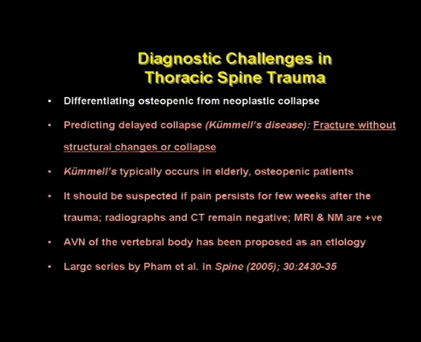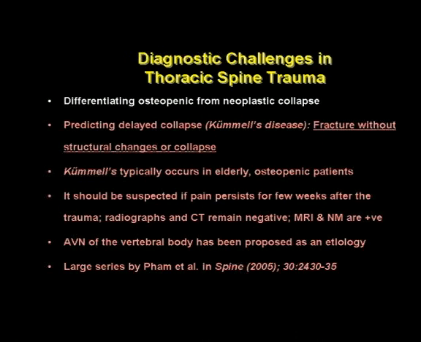Okay, let's talk about predicting delayed collapse. This could be very difficult sometimes and very embarrassing, but I think it's good for a radiologist to know about this, because this is a fracture without any changes on radiographs or CT. But the collapse comes a few weeks after the initial injury. And this is where the embarrassment comes in.